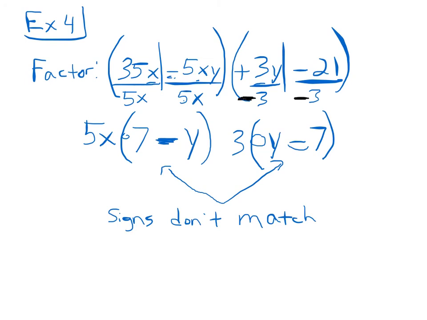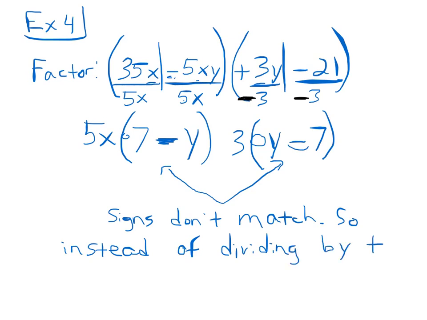Okay. So the signs don't match. So let's finish this out. Signs don't match. So instead of dividing by positive 3, divide by negative 3. And that will change our signs.